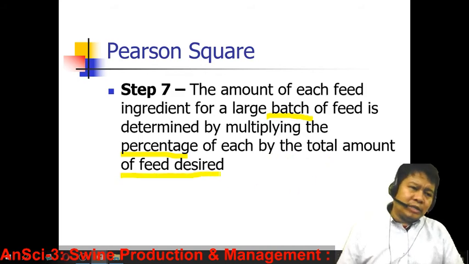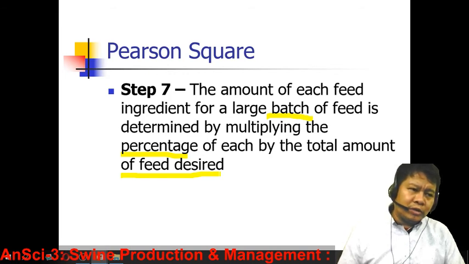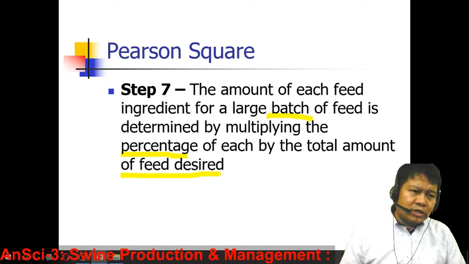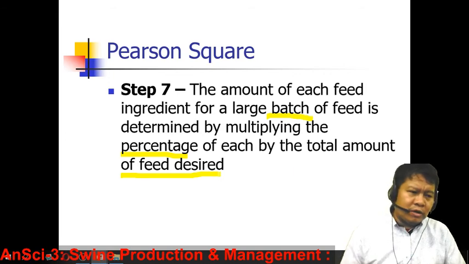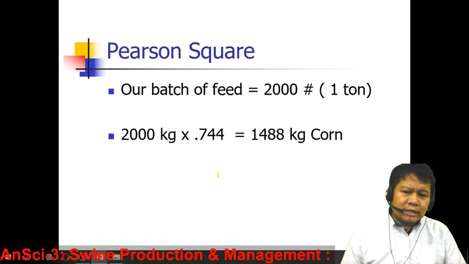So, in our previous example, 74.4% is the corn. In decimal, that is 0.744. Meaning to say, the 2,000 batch is multiplied by 0.744, and the result is the amount of corn. Where is the 26.4? Let us see.